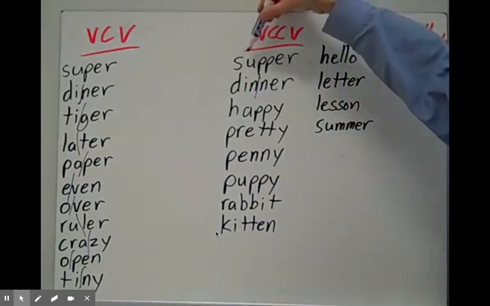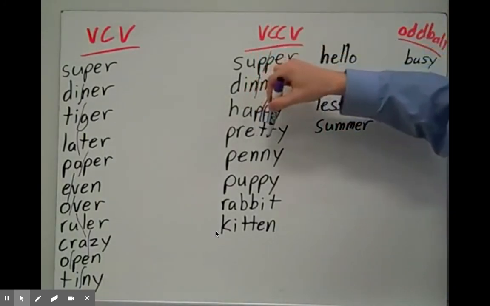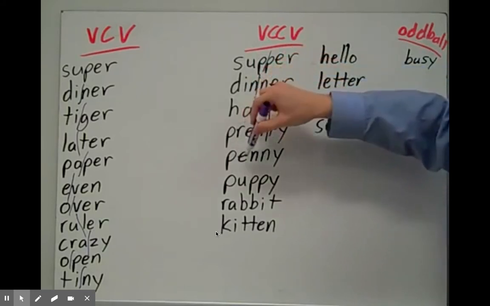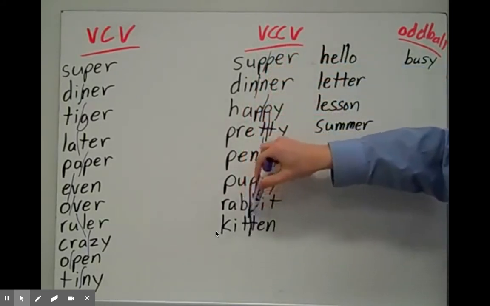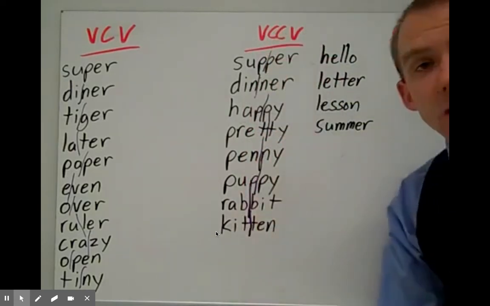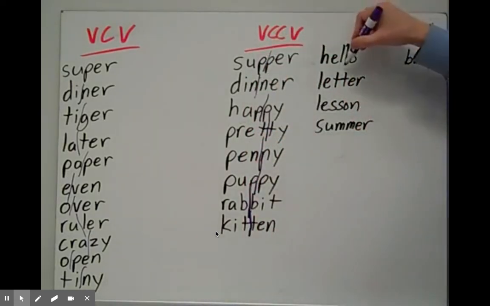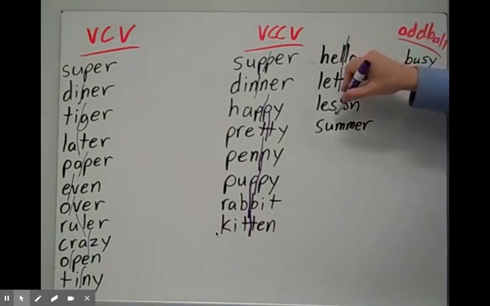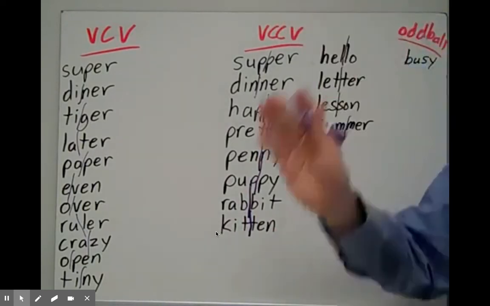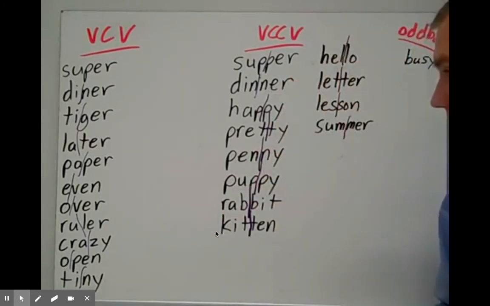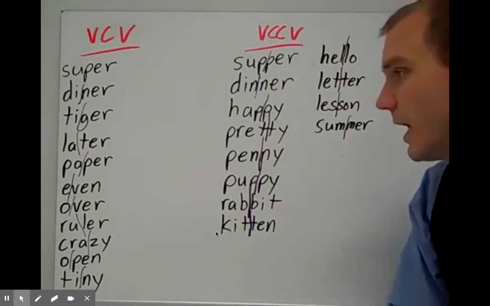Again, now here we have our short vowel sounds. So you have supper, dinner, happy, pretty, penny, puppy, rabbit, kitten. Notice I draw the line to separate all your junctures. So there are two syllables in every one of these words. Hello, letter, lesson, summer. These are also VCCV. Look in the middle. Do you have two consecutive consonants? They don't have to be the same. All of these are doubles, but they don't have to be the same.